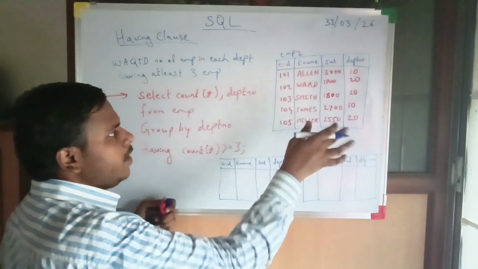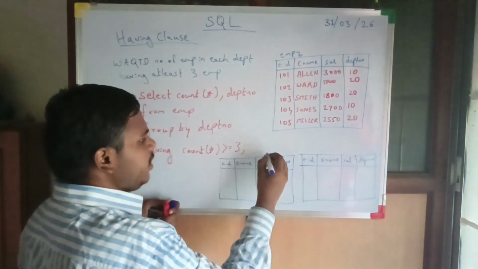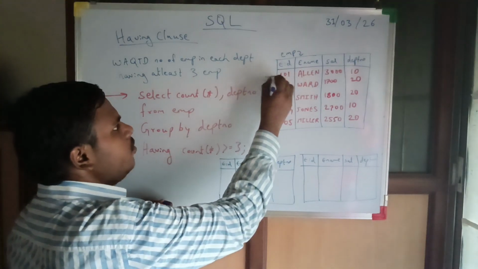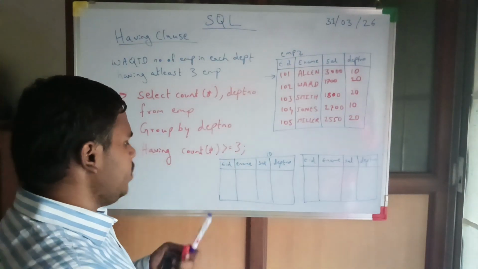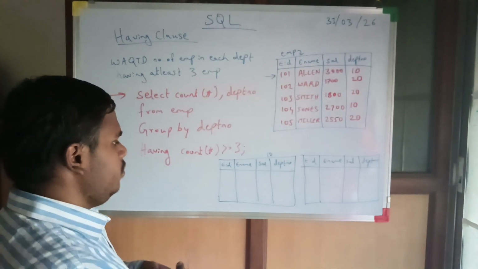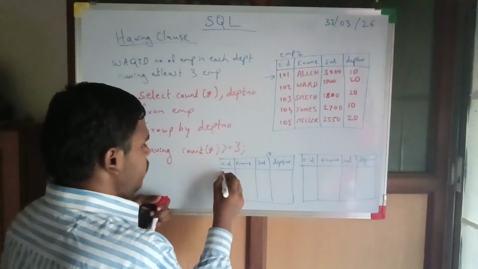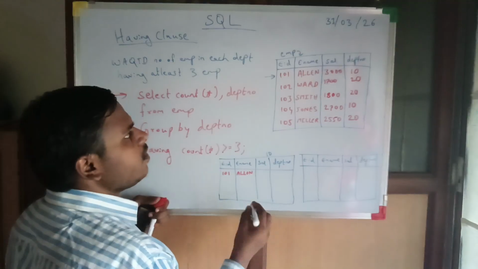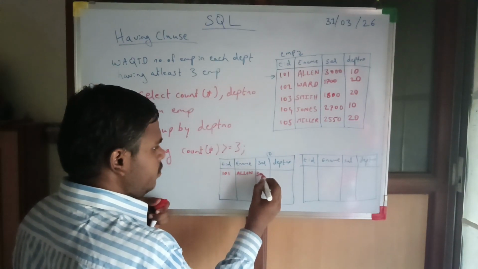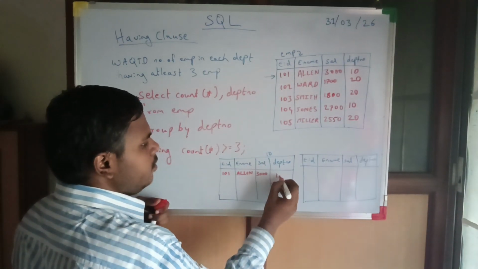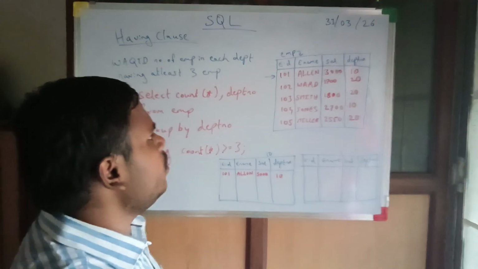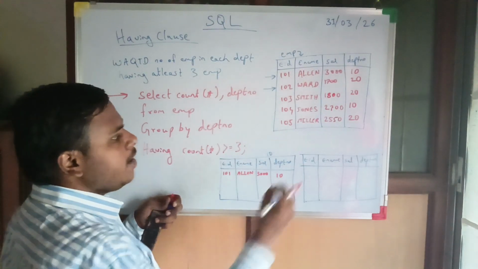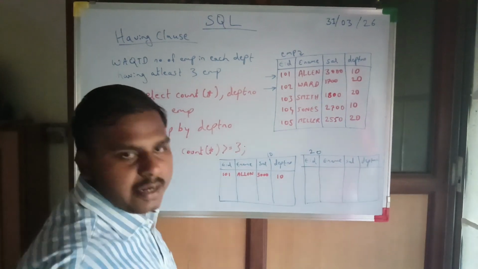As it goes row by row, we'll check. So first is department number 10. So department number 10, first record is there. When we go row by row, the first record: 101 Alan. What is the salary of Alan? 3000. What is the department number? 10. Now second record it will go. Now when it goes to the second record, it will show department number 20. So department 20 group will be created.